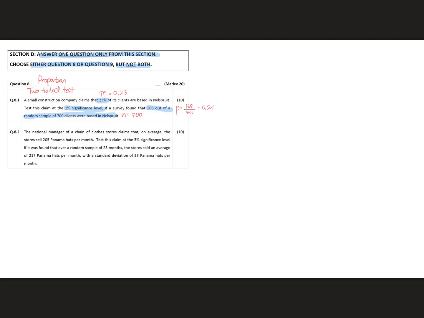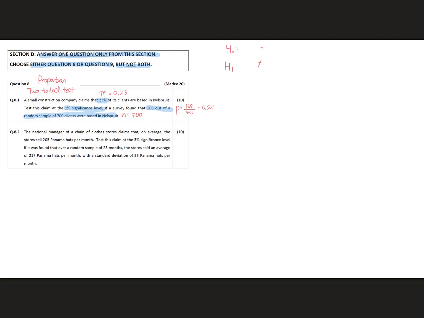Now we can start, which is step one, to write out your null and alternate hypotheses. The null hypothesis, remember, when it's a two-tailed test, will always say equal to, and your alternate hypothesis will always say not equal to. Remember, they must say the opposite to each other, and the null must always have the equality sign.